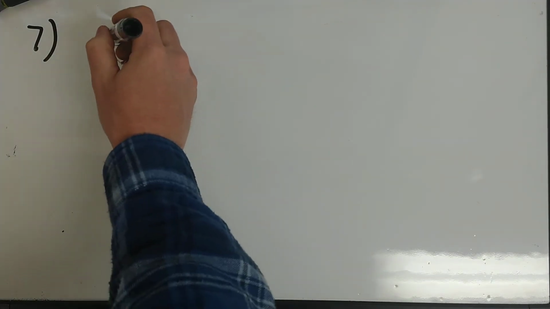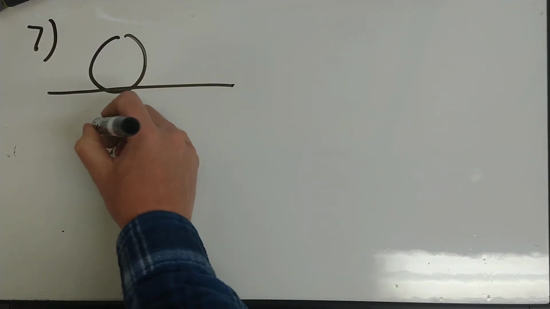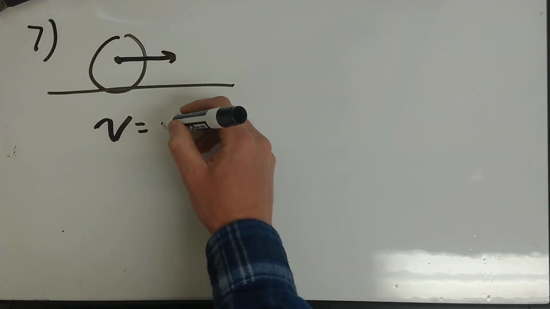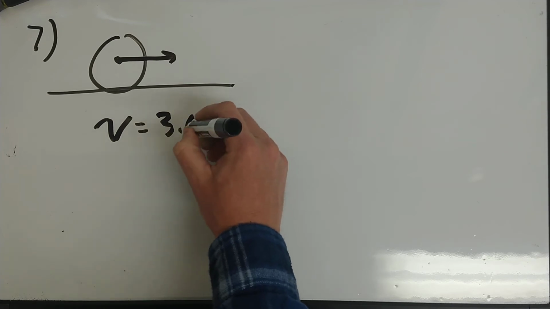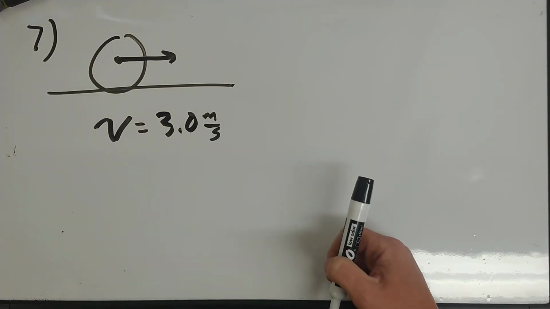Number 7, a solid ball of mass 2 kilograms rolls along the ground at a constant speed of 3 meters per second. So the center of mass speed of this thing rolling across the ground is 3.0 meters per second. Determine the total kinetic energy of the ball.